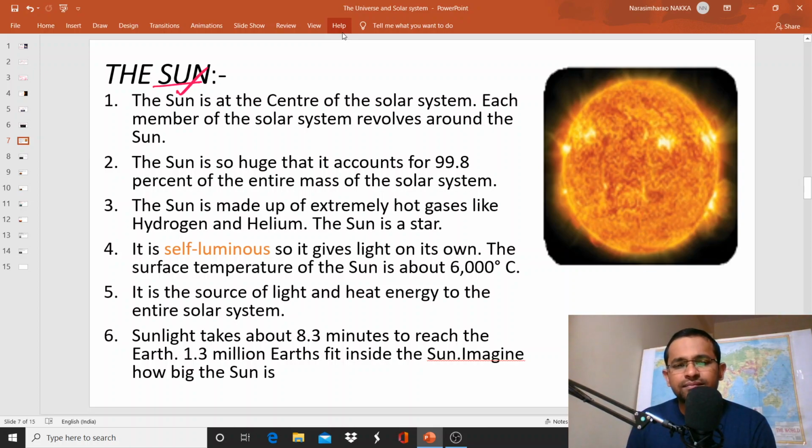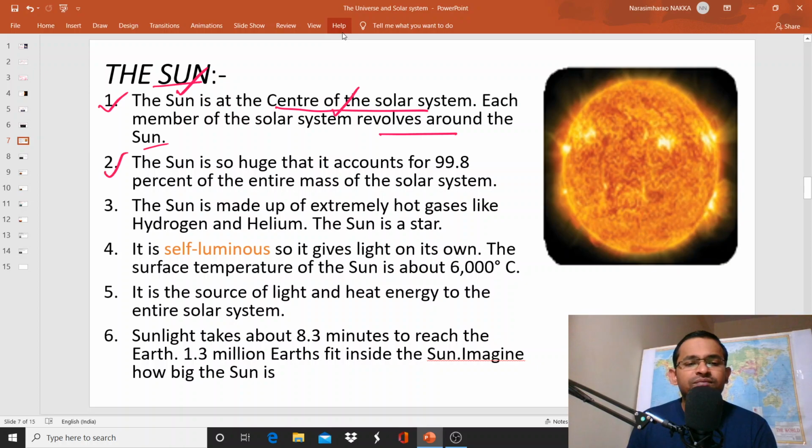As we know, the sun is the center of the solar system, and each member of this solar system revolves around the sun. You may have a question: how do the planets revolve around the sun? It is because of gravitational force. Due to the gravitational pull of the sun, the planets revolve around it.